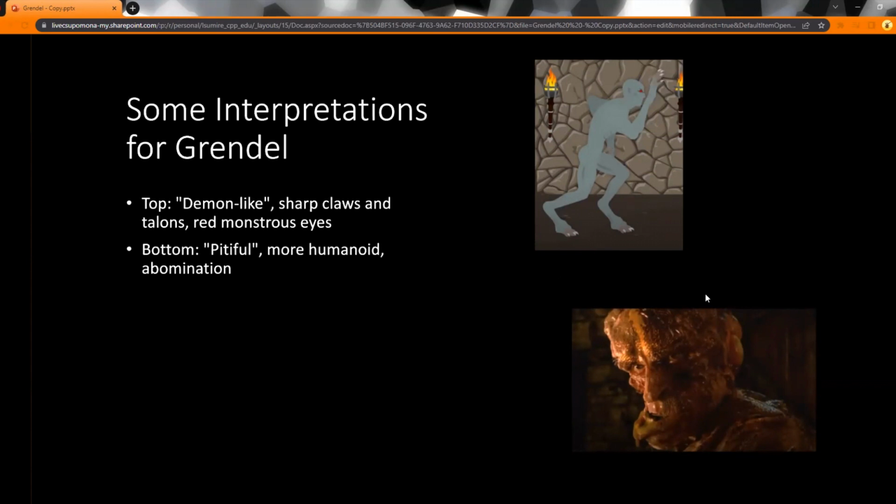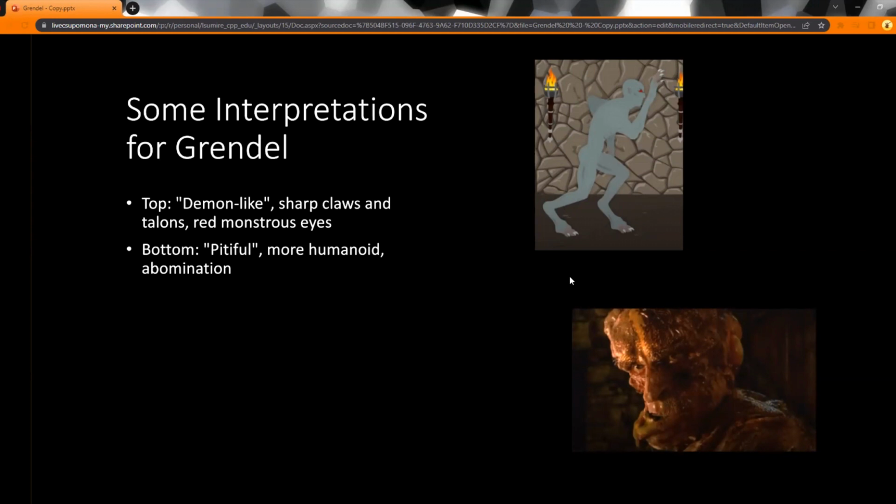But then you have this interpretation down here, which is from the 2007 CGI Beowulf movie. And this guy right here has more human characteristics. Look at his slack jaw and the humanoid eyes. I'm not gonna play the actual clips of the movie here, but if you watch the fight in that movie, Grendel almost seems to be in pain, and in a weird, twisted kind of way, you feel some kind of sympathy towards it because it's just in so much anguish, even though it's ripping and beheading all of these people.